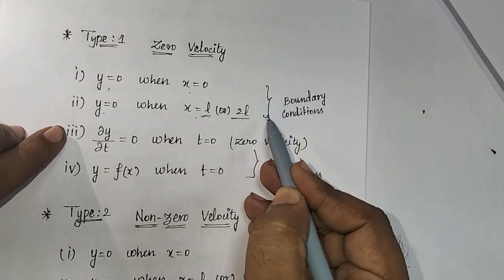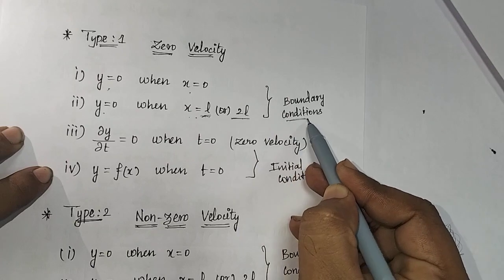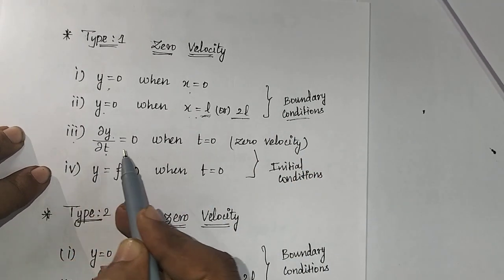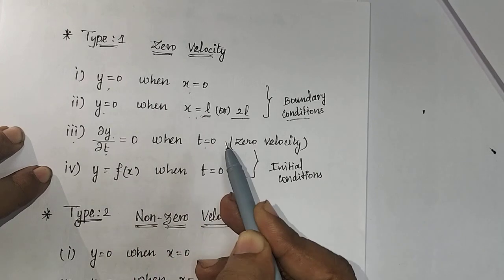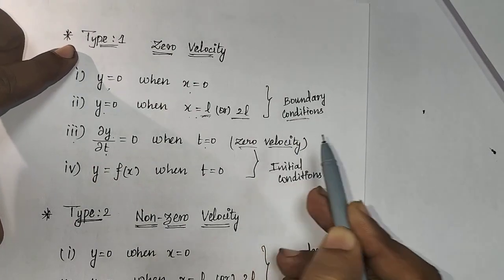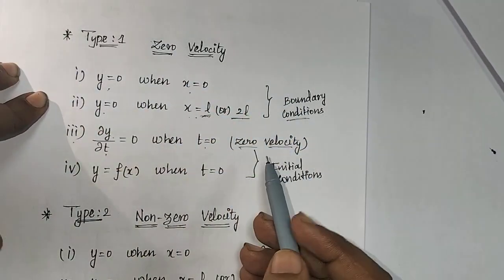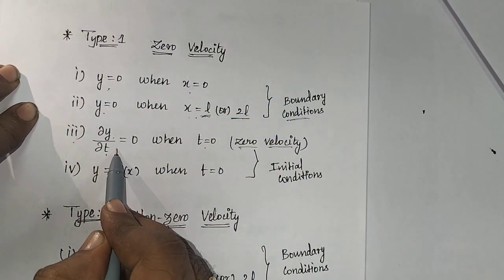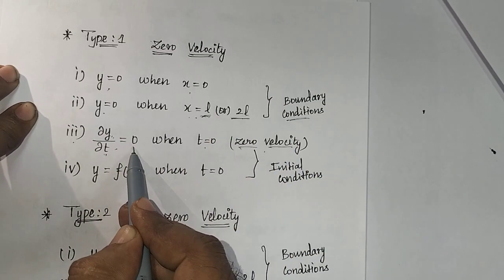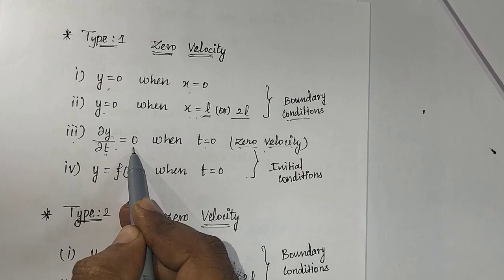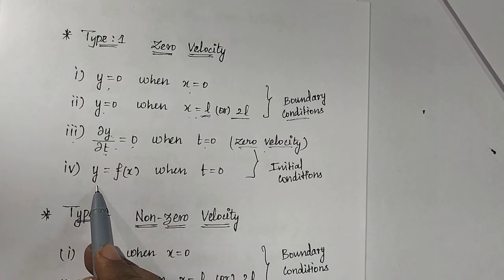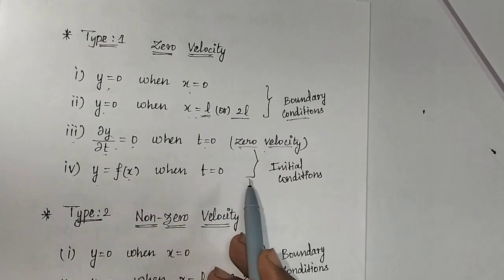These 2 conditions represent boundary conditions. And the third one is dou y by dou t equals 0 when t equals 0, which represents the zero velocity condition. At the very beginning I said type 1 is zero velocity, so this third condition represents zero velocity. Why is it zero velocity? Because dou y by dou t equals 0 when t equals 0. And the fourth one I have written is y equals f of x when t equals 0.